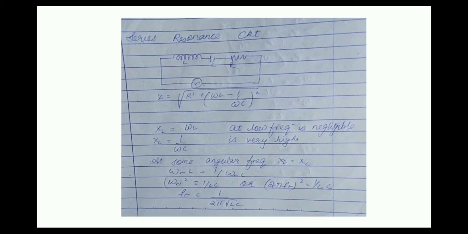At a particular resonance, XL equals XC. The total reactance is given by XL minus XC equals 0. Therefore, the reactance of the LC circuit at natural frequency is 0.